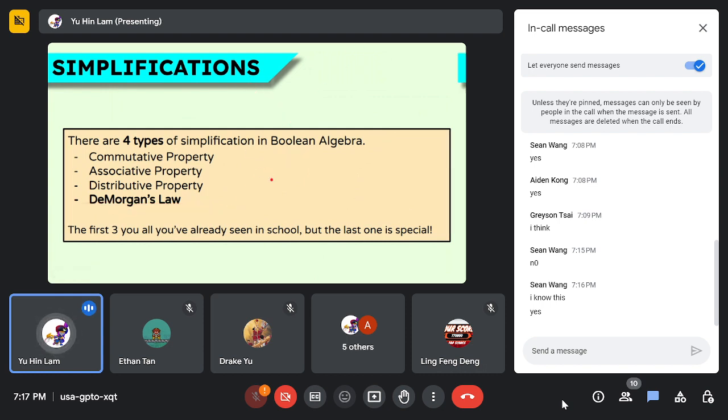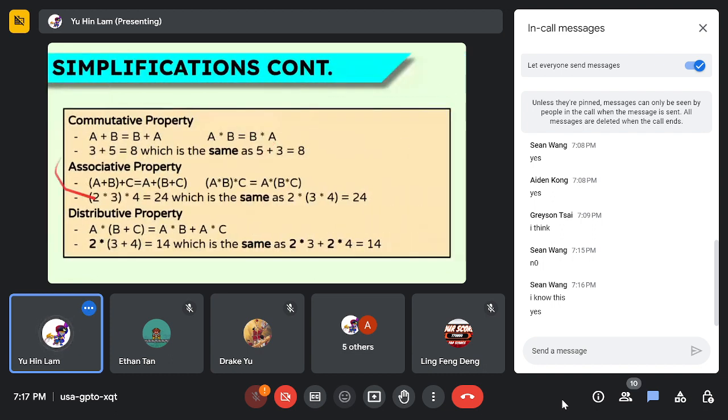First, I'll go over the first three, starting with our commutative property, which is just talking about where we can add or multiply in any order. In this case, instead of just saying add or multiply, we have our or and and. So in our example down here, 3 plus 5 is equal to 8, which is the same as 5 plus 3. So it doesn't matter what order we add them or we multiply them.